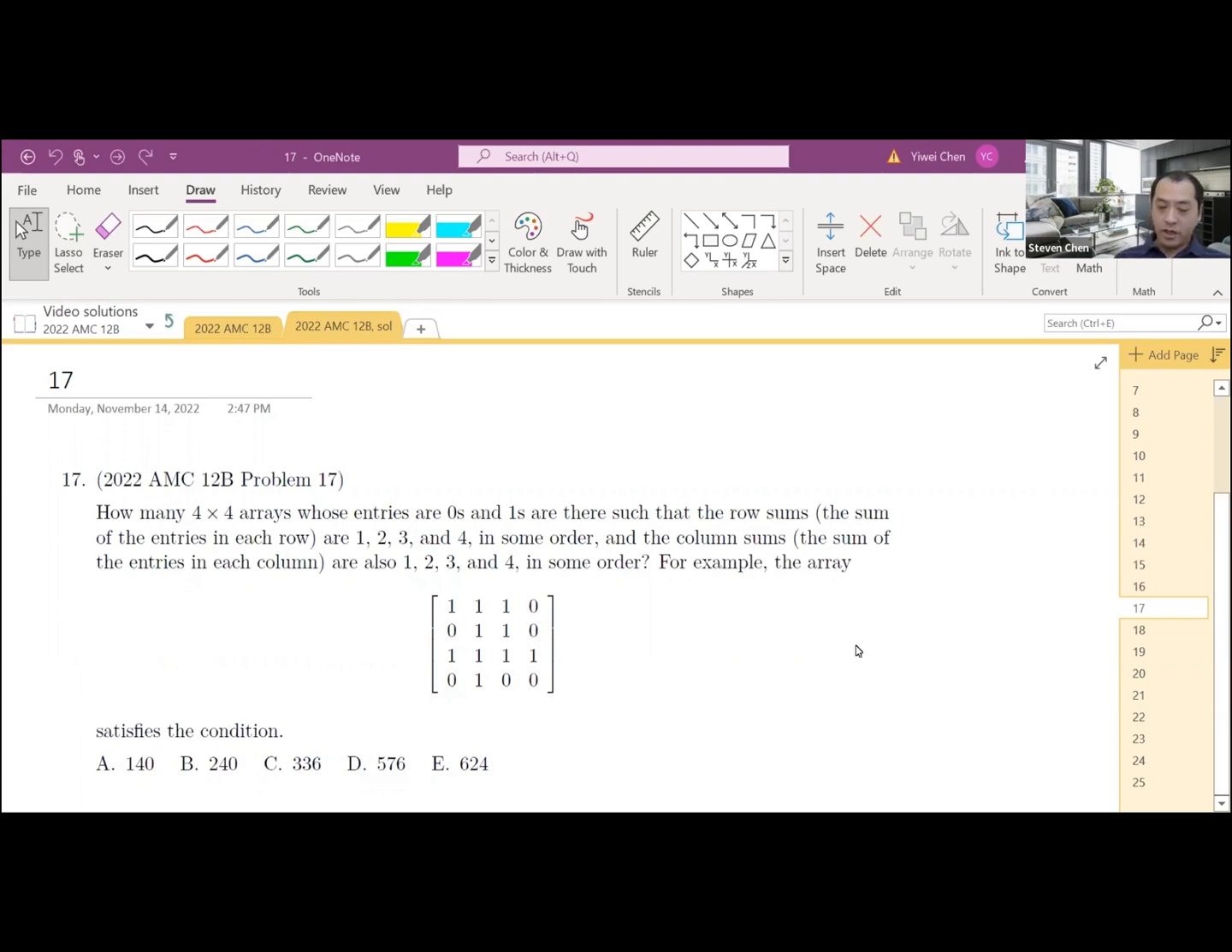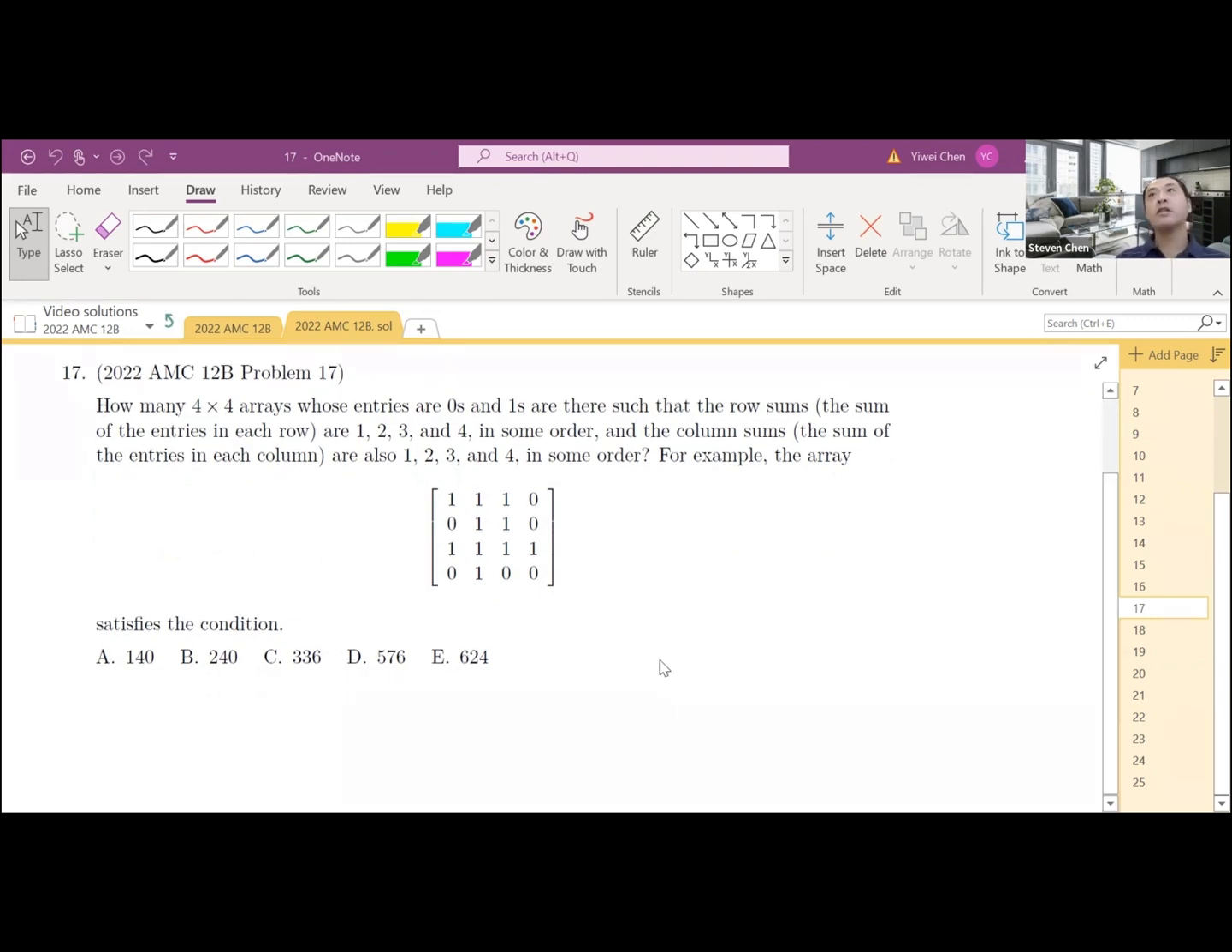This problem asks us to find the 4x4 matrices such that every entry is 0 or 1. And we should have the property that the numbers of ones in the 4 rows are 1, 2, 3, 4 in some order, and the numbers of ones in the 4 columns are also 1, 2, 3, 4 in some order. So how many such matrices do we have?